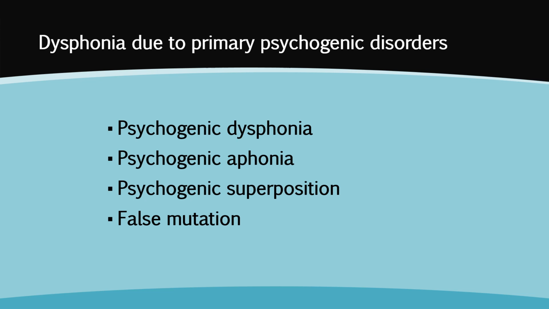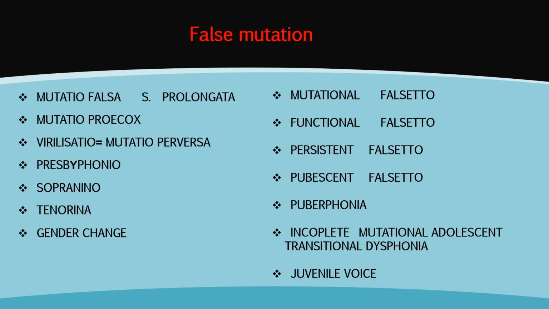Dysphonia due to primary psychogenic disorders could be psychogenic dysphonia, psychogenic aphonia, psychogenic superposition, and false mutation. False mutation is known as mutatio falsa, mutatio precox, presbyphonia, sopranino, tenorino, gender change, or mutational falsetto, functional falsetto, persistent falsetto, puberphonia, incomplete mutation, adolescent transitional dysphonia, or juvenile voice.